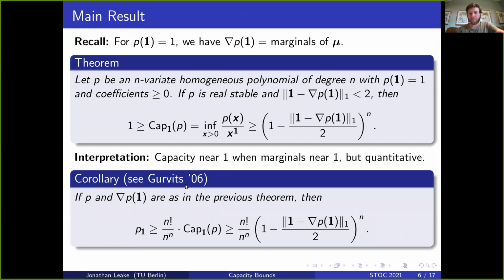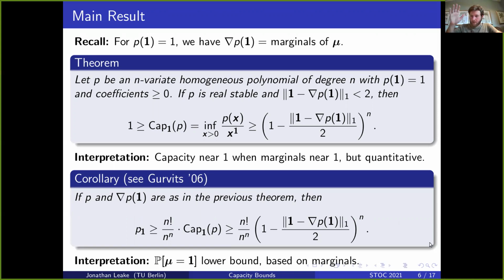And if you use a previous result of Gurvits's, you can also get something immediately from this, which says that this coefficient, this is the all ones coefficient of P, is bounded below by this quantity. If you translate this into probabilistic terms, this is saying that you can get a bound on the probability that your distribution equals the all ones vector based on the closeness of the marginals to the all ones vector. So this is what you can get.